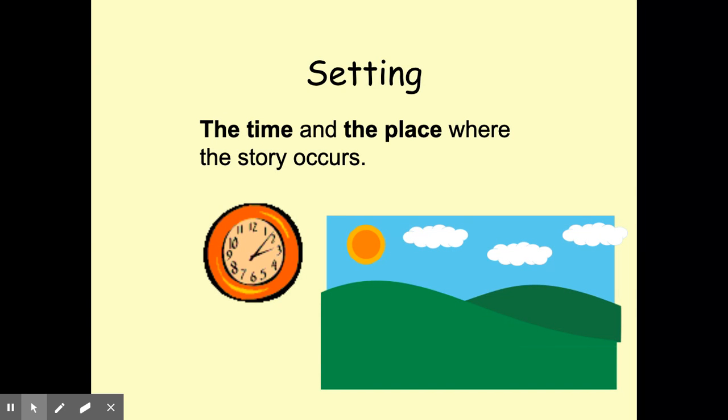For every story, you'll also have a setting. This is both the time and the place where the story occurs. So in any given story, let's say we were writing a story about tomorrow in class. The setting would be both the time, September of 2020, and the place, Hampton Bays Middle School. That would be the setting of our story.